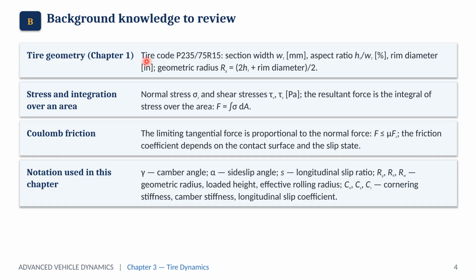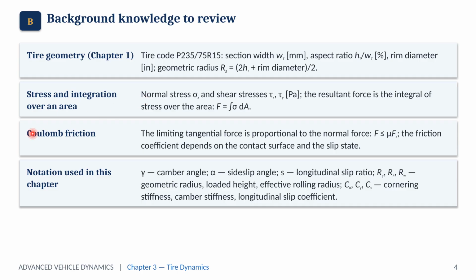Second, stress and integration over an area. The normal stress sigma z and the shear stresses tau x and tau y are all measured in pascals, and the resultant force is the integral of stress over the area. Third, Coulomb friction. The limiting tangential force is proportional to the normal force, and the friction coefficient depends on the surfaces in contact and on the sliding state.